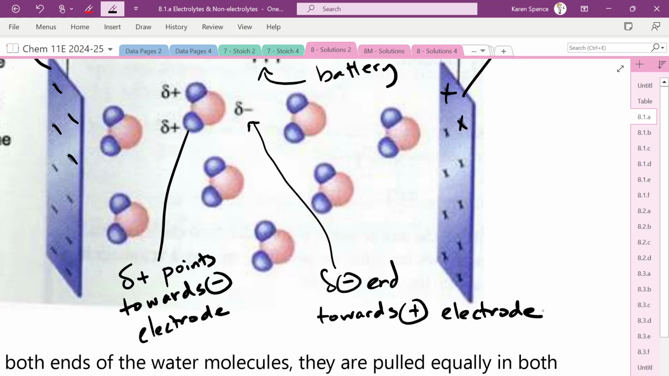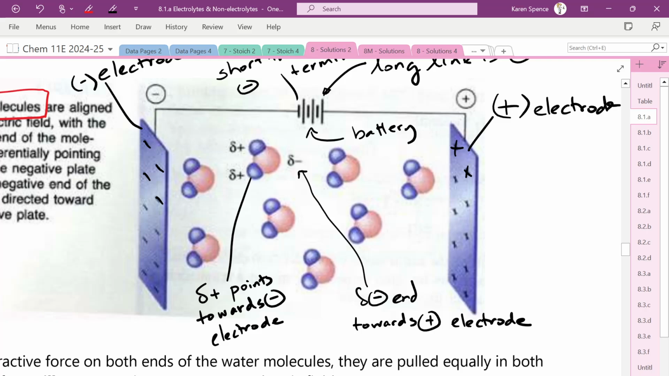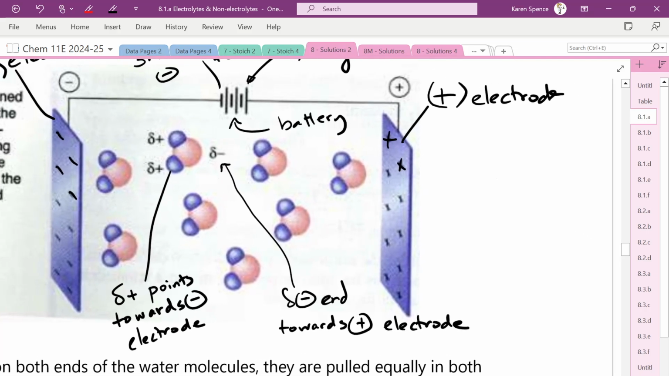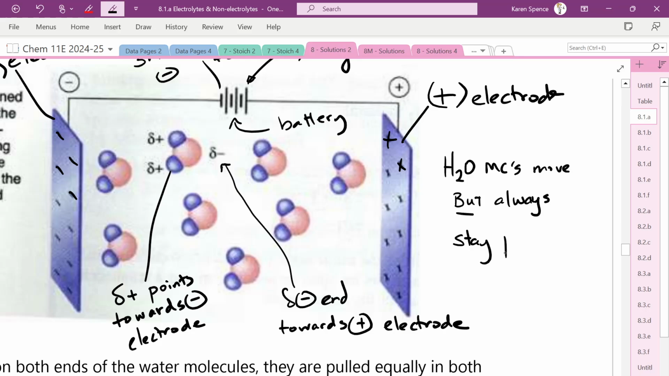They're not rotating, right? They can move up and down and side to side, but they're always going to be oriented in that one direction. So the water molecules still move, but they always stay pointed in that one direction. Unless you turn the electric field off, of course. If you disconnect it from the battery, then everything will just go back to normal.